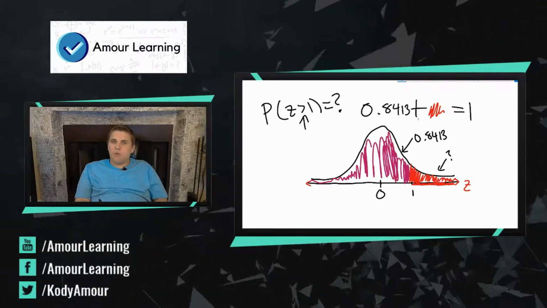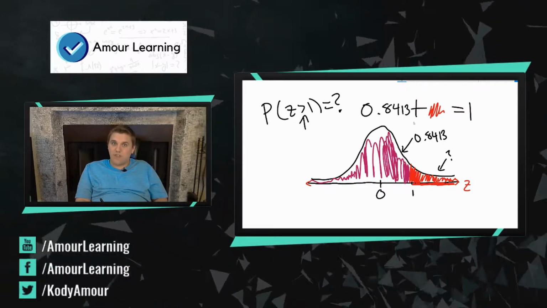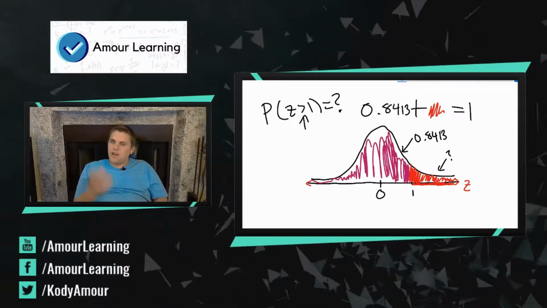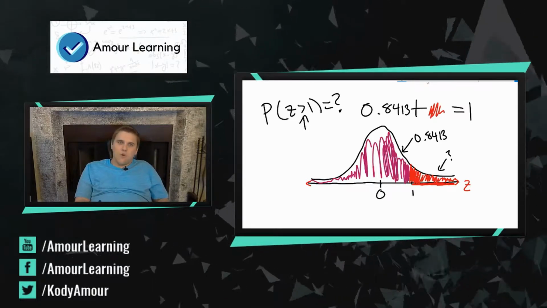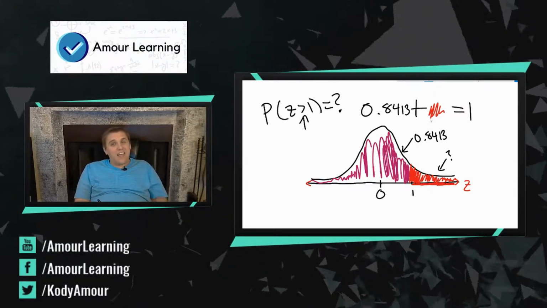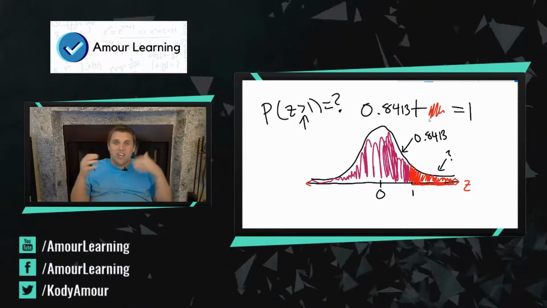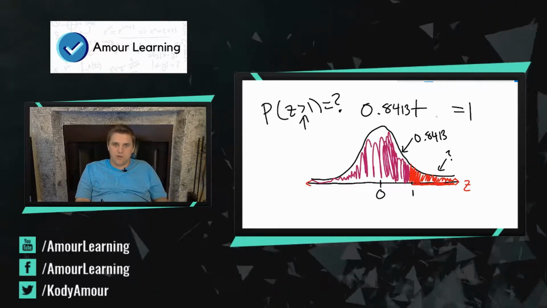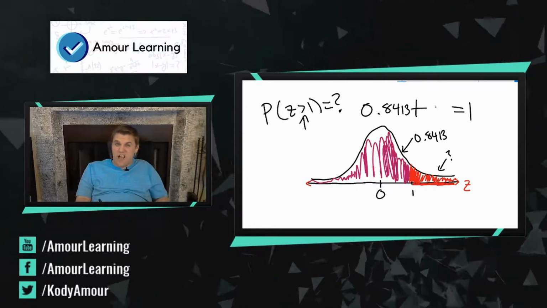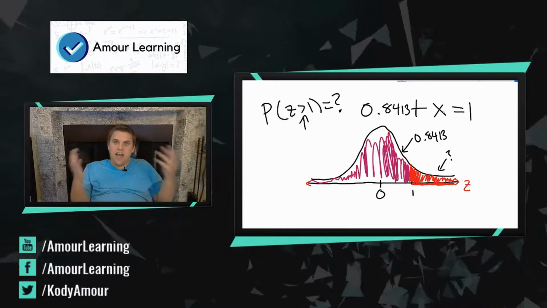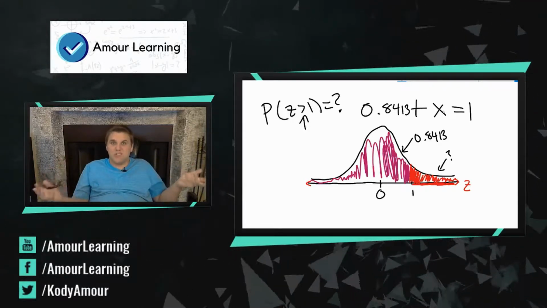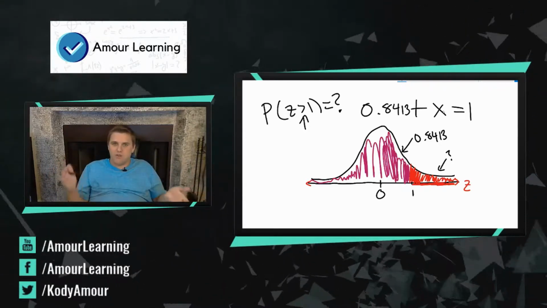So 0.8413 plus the area that I'm trying to find, this red region, equals 1. So how do I find that red region? Well, I used areas like colors to represent what these unknowns were, but if it helps you think in algebra, put an X there. That X just represents whatever my constant is that I'm trying to find here.